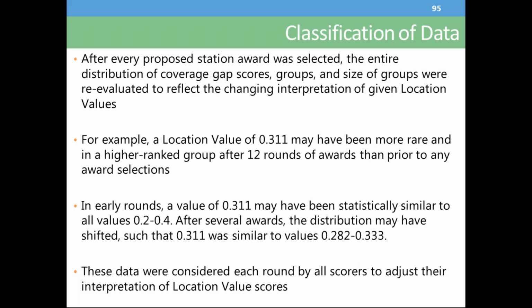But after several awards, the distribution may have shifted such that 0.311 was only similar to 0.282 to 0.333, or it could have shifted the other way. It's not predetermined. It's looking at the distribution of the data after that additional coverage is accounted for by each selected award. And so these data were considered each round by each of the scorers, and they were considered by each scorer independently to adjust their interpretation of what that location value meant.